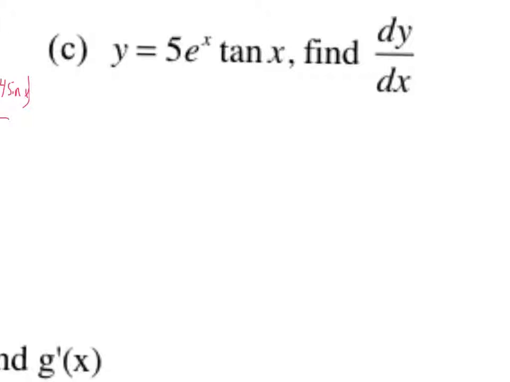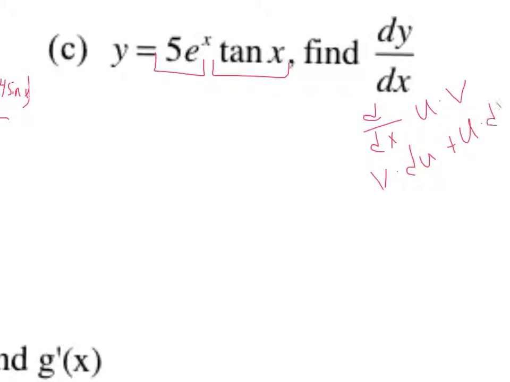Okay, our second one, we have a product rule. We have 5e to the x times the tangent of x. Please remember, if I'm doing the derivative of the product of two functions, it's going to be the second function times the derivative of the first plus the first times the derivative of the second.